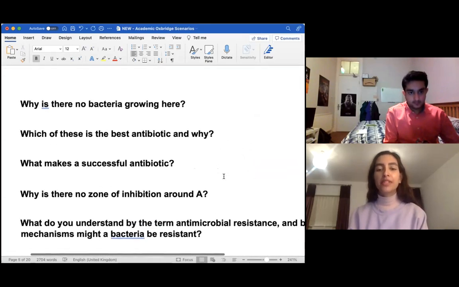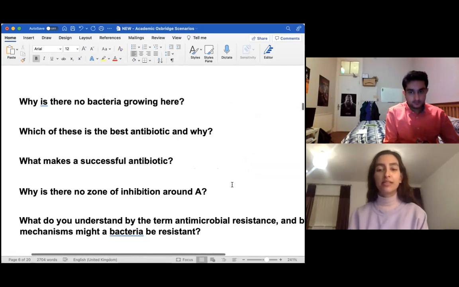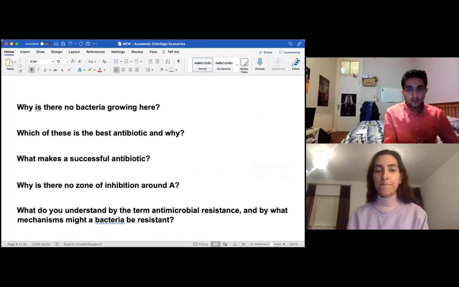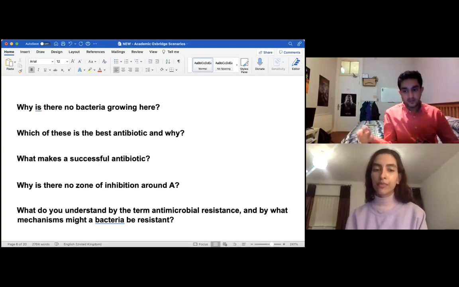What do you understand by the term antimicrobial resistance? So antimicrobial resistance is where the bacteria is no longer susceptible, or it can't be affected by a particular antibiotic. And this is done by the process of natural selection. So the presence of the antibiotic leads to the development of resistance genes, which then further lead to more selection of that specific gene until the colony is fully resistant. Okay.